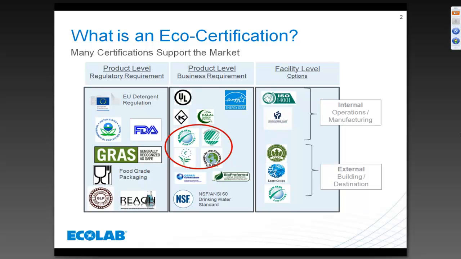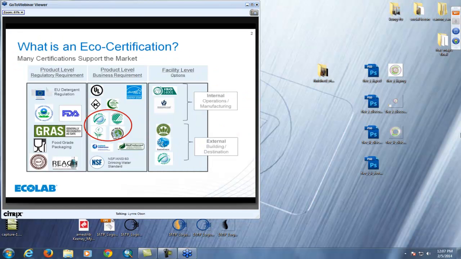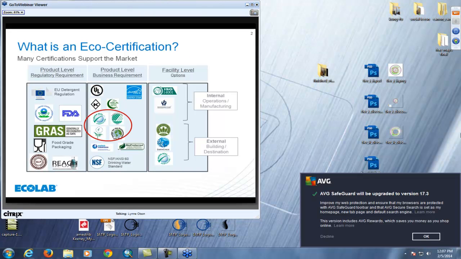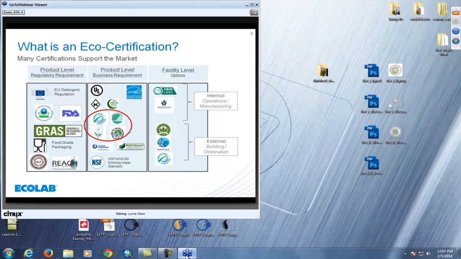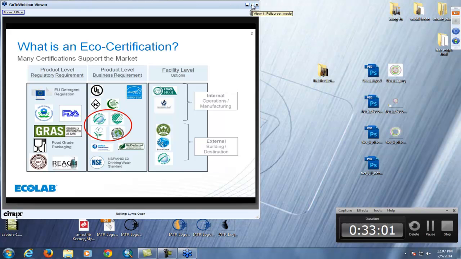But there's a third bucket that I wanted to mention, which has been quite active, and that's facility level certification. I've divided those into two parts. The top is what I've labeled internal or operations certification. As an example, many Ecolab plants are ISO 14001 certified or Responsible Care certified for the environmental health and safety of operating those plants. The next set is external certification, and I call them external because for the most part, this is what Ecolab customers would be getting.